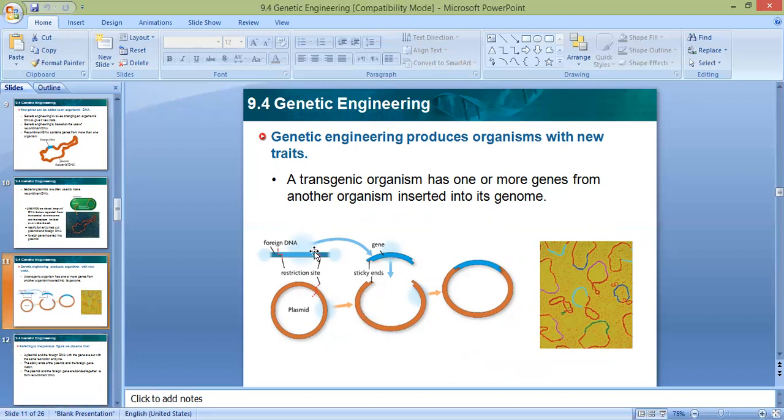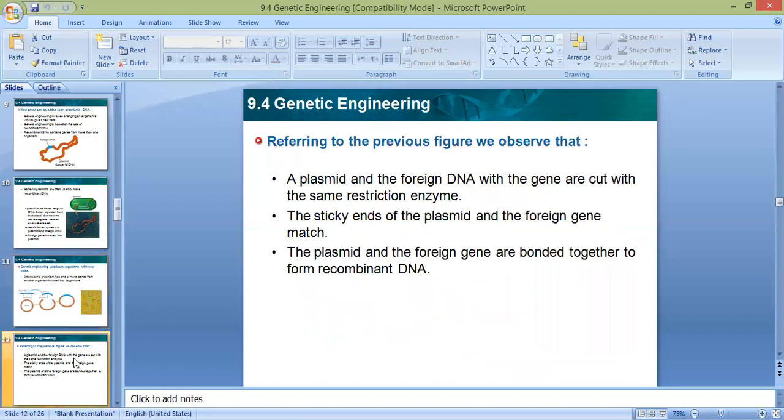And how we make this for bacteria, we can make this for plants and animals. Referring to the previous figure, we observed that the plasmid and the foreign DNA with the gene are cut with the same restriction enzymes. Then the sticky ends of the plasmid and the foreign DNA match together. The plasmid is DNA, and the gene I inserted is nucleotides, also part of the DNA. They will match together at the sticky ends. The plasmid and the foreign gene are bonded together to form recombinant DNA.